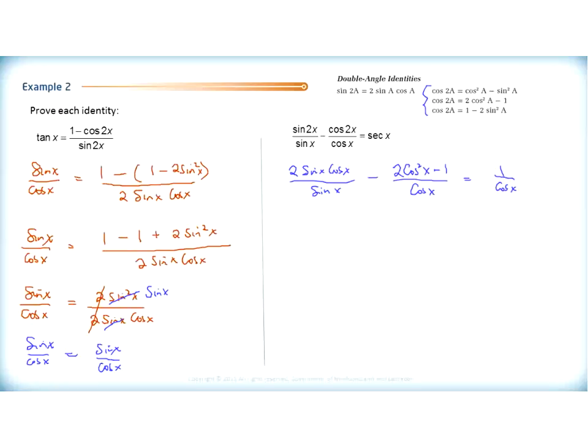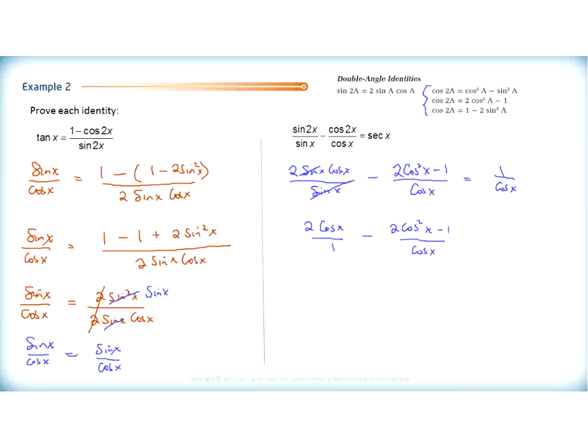So I know what I'm looking for on the left side now. I'm looking for 1 over cosine x. Hopefully we'll eventually get that. Now, let's see if I can simplify this a little bit. If I look at the first fraction, I can actually cancel my sines. No reason why I can't do that. It will make it simpler for me. I'm going to get 2 cosine x over 1, subtract 2 cosine squared x, subtract 1, over cosine x.